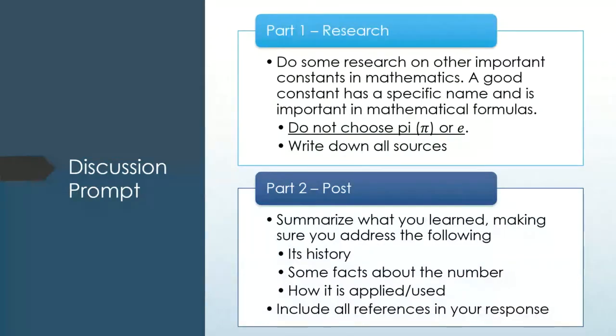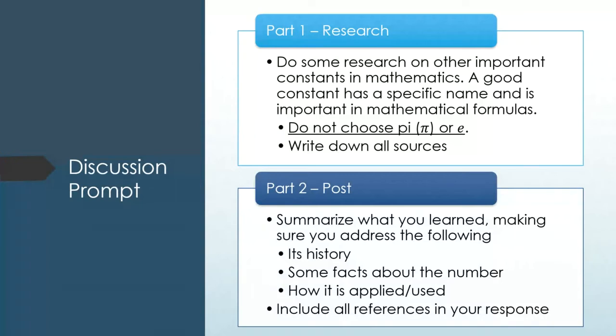So your goal is to do a discussion. You're going to be researching a mathematical constant. What makes something considered a constant is that it generally has a name. Like E is called Euler's number. Pi has a name. I don't remember what it's called, but it does have a specific name. Speed of light is even considered its name. A lot of constants are actually named after people.